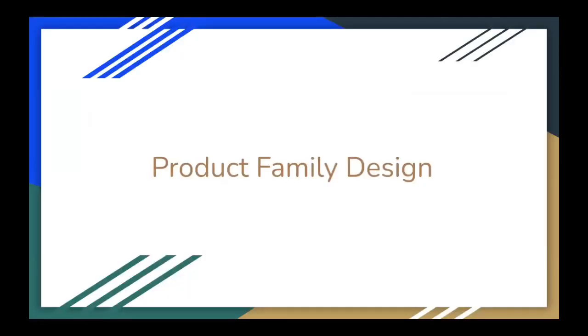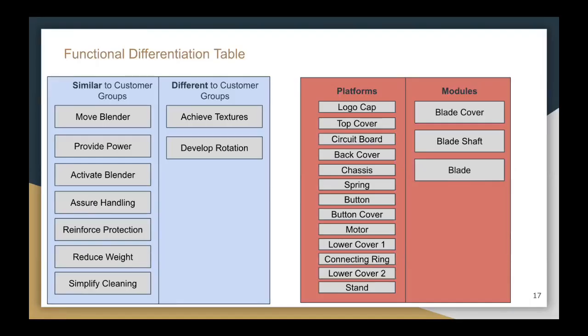Thanks, John. Now I'll take us into the product family design section. First off, we have our functional differentiation tables. On the left here, we have our groups from the FAST diagram that are different among customer groups, such as achieve textures and develop rotation. On the right here, we have our modules that differ for our two customer groups. The blade cover, blade shaft, and blade will be different among the customer groups.